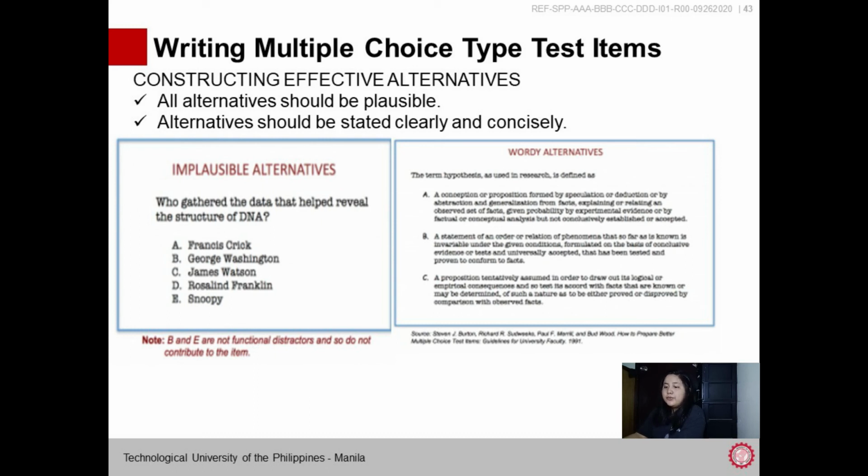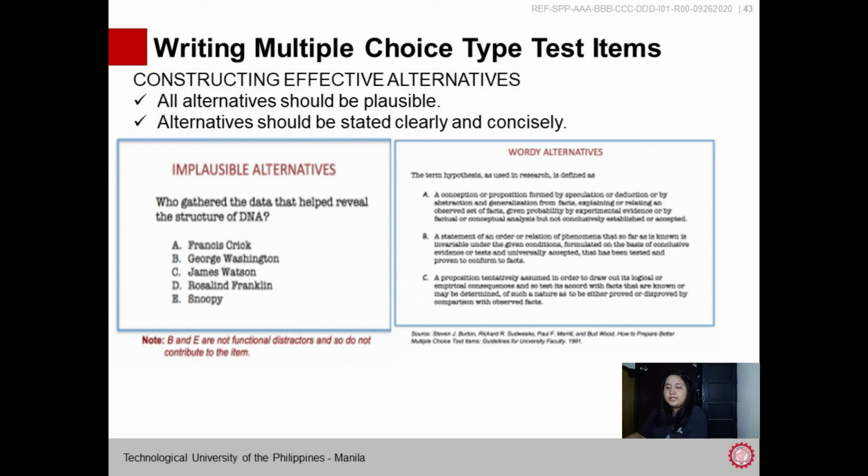So, implausible alternative, which is Snoopy. Hindi siya real character, or hindi siya human, di ba? Cartoon character lang siya, di ba? Cartoon character si Snoopy. So, implausible, hindi dapat i-apply yung ganitong type ng alternative. So, common student errors provide the best source of distractors.